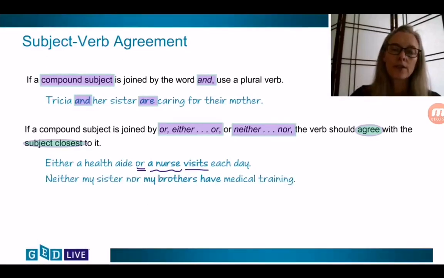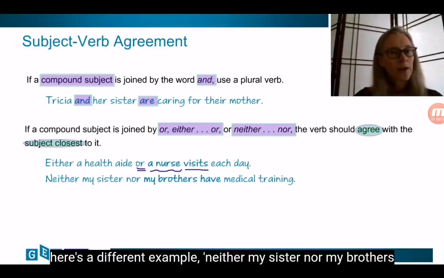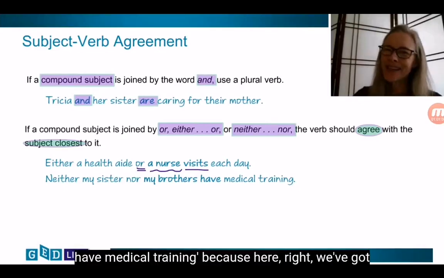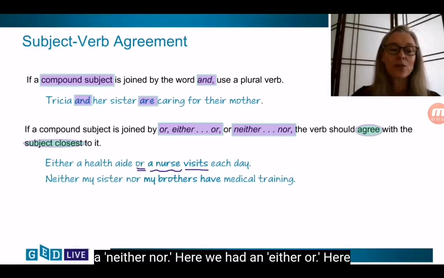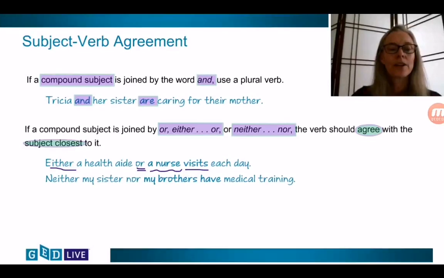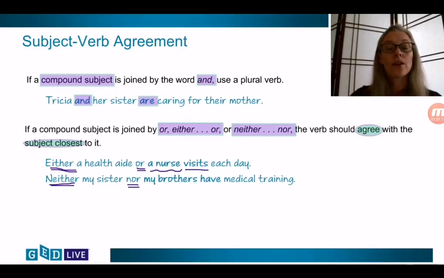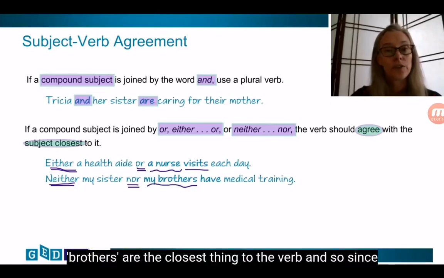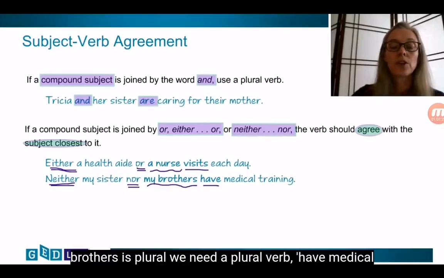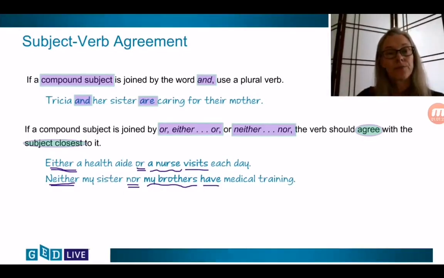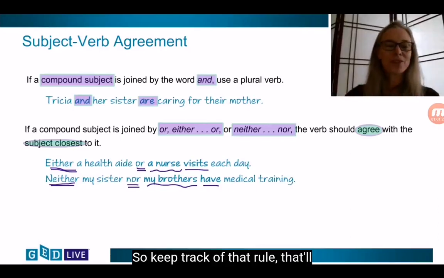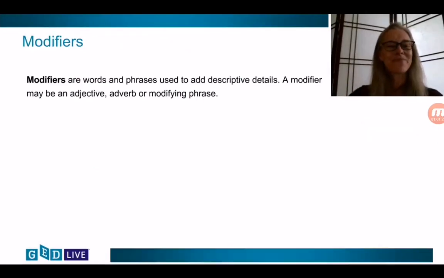On the other hand, here's a different example. Neither my sister nor my brothers have medical training, because here, right, we've got a neither-nor. Here we had an either-or. Here we have a neither-nor. So, neither my sister nor my brothers. Now in this case, brothers are the closest thing to the verb. And so since brothers is plural, we need a plural verb, "have medical training." All right, so keep track of that rule. That'll definitely help you to get some points.